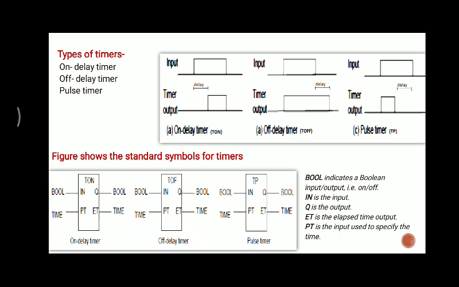Then another is what? Off delay timer, which means the input has stopped, but your output is still activated for some time. So that is the delay for the timer output. Even if the input stops, your output is energized for some time. That is the off delay timer.